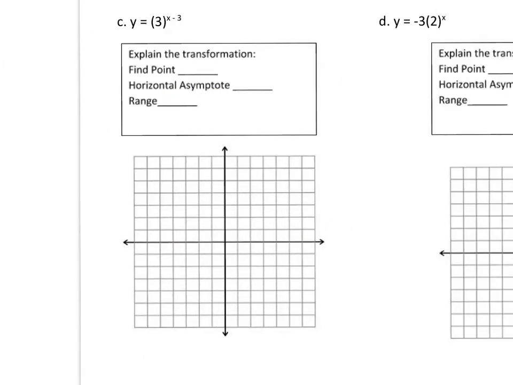My point, I moved it to the right 3 because I have an x minus 3 there, so I moved to the right 3, so that's a positive 3. That's what's going to go in the middle of my graph. So I have 2, 1 on the left, 4, 5 on the right. So my point is at 3, 1.